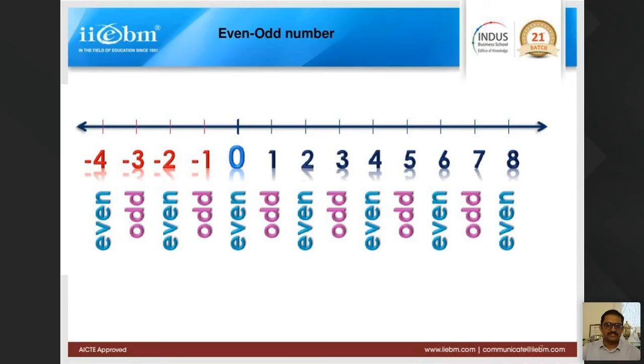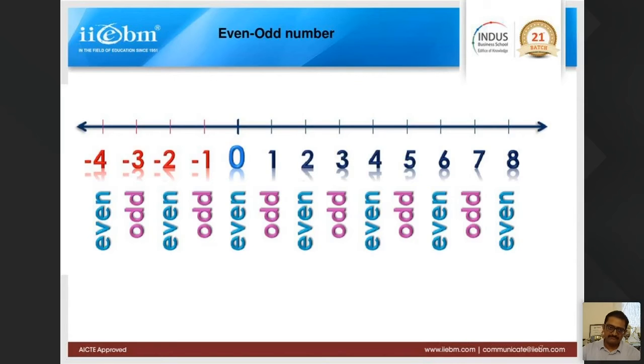This slide is talking about even and odd numbers. So what are even and what are odd numbers? Even numbers are the numbers which are exactly divided by 2. The numbers which are not exactly divided by 2 are called odd numbers. So you can see 1 is odd, 2 is exactly divided by 2, so it becomes even. 3 is not exactly divided by 2, so it becomes odd. 4 is even, 5 is odd, 6 is even, 7 is odd, 8 is even, 9 is odd.